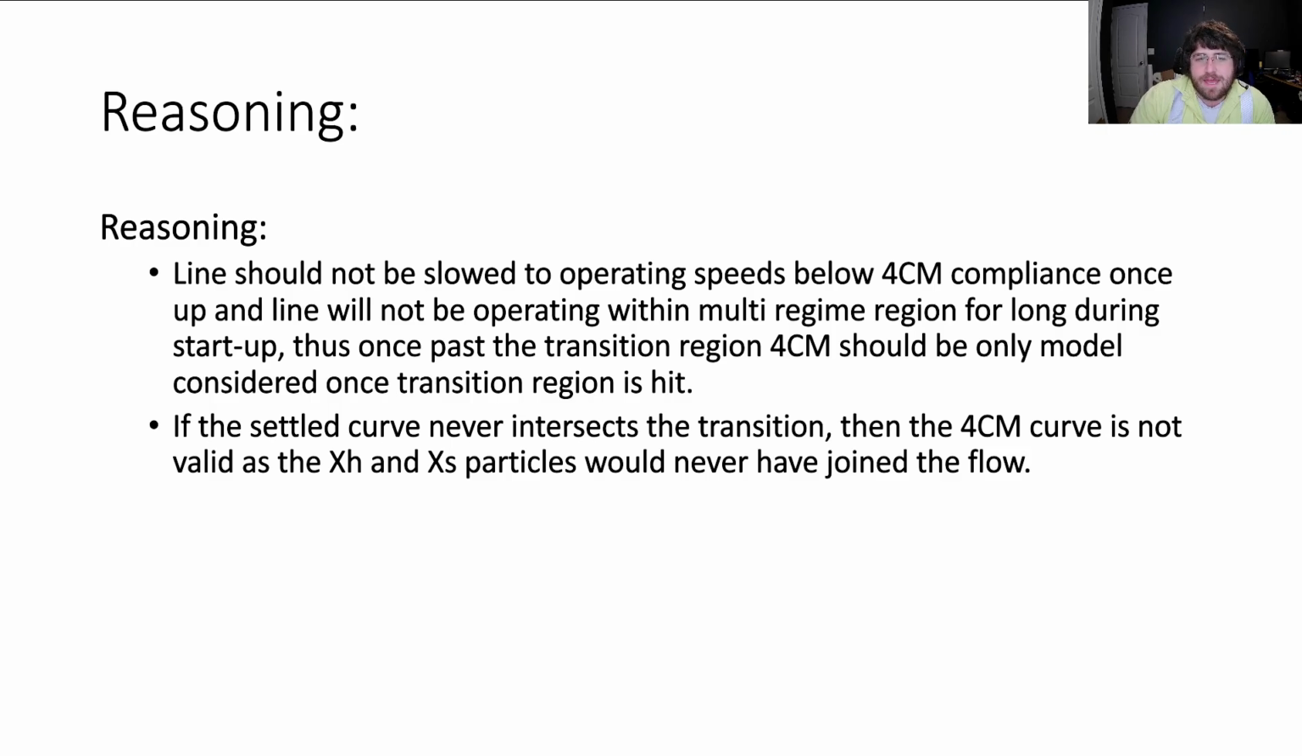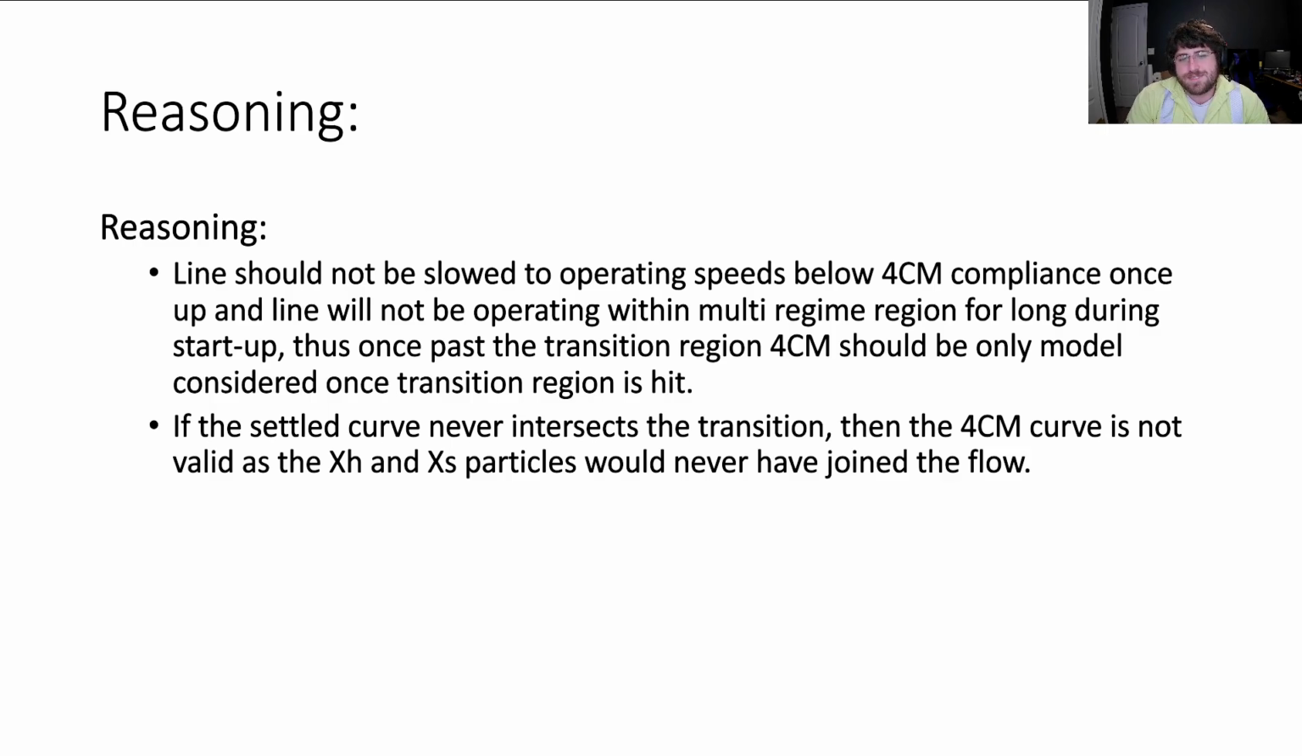And my reasoning behind that is, just operationally speaking, the line should not be slowed down to an operating speed below the 4-component model compliance speed once it is up and running. And we really shouldn't be operating within that multi-regime region. I should have tried to say that out loud before I named it, for long during our startup. So really, once we get to it and through it, we should just be in the 4-component model area and just riding that high.